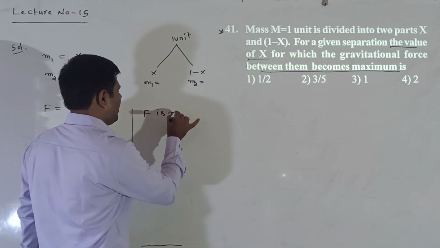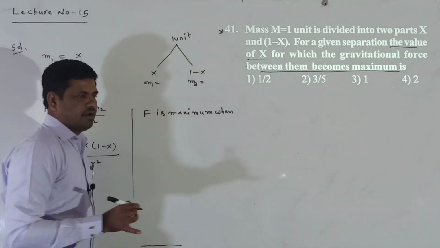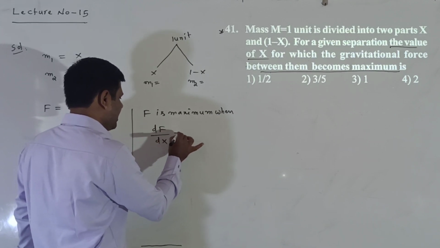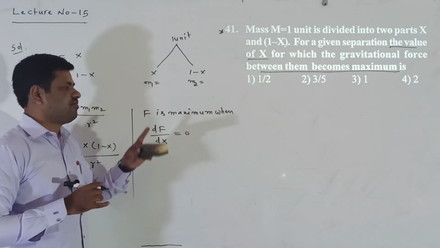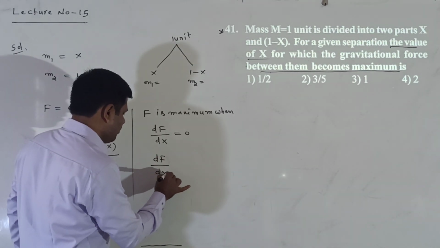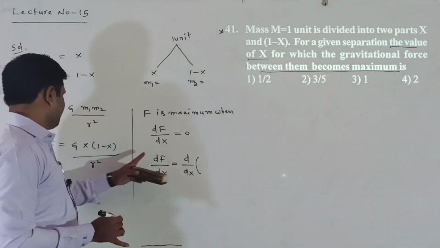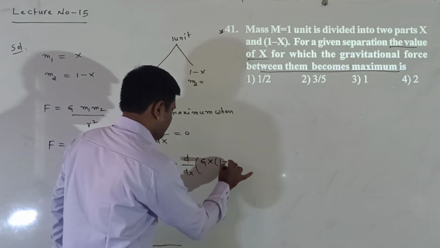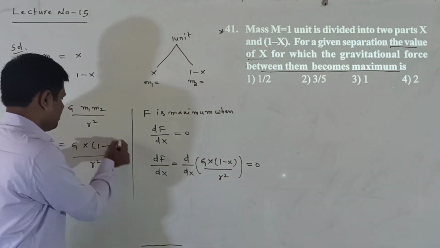When is F maximum? When F is maximum, its first differentiation is 0. dF by dx is 0 because x is a variable. So if dF by dx is equal to 0, then F is maximum. I want to find dF by dx equal to 0. dF by dx is equal to d by dx of G into x into 1 minus x by r square, equal to 0.